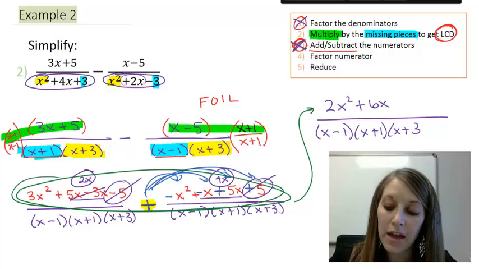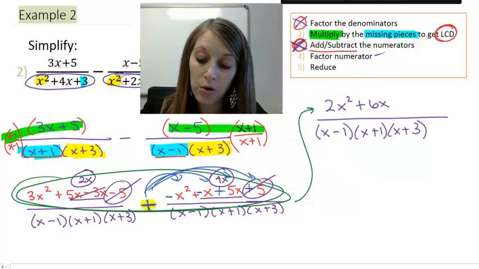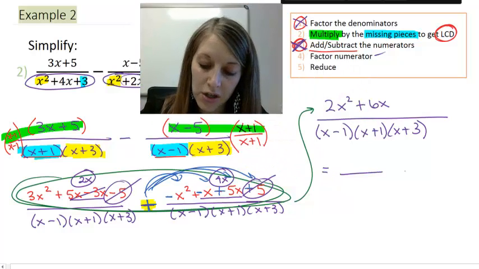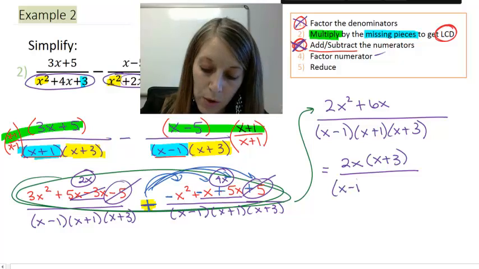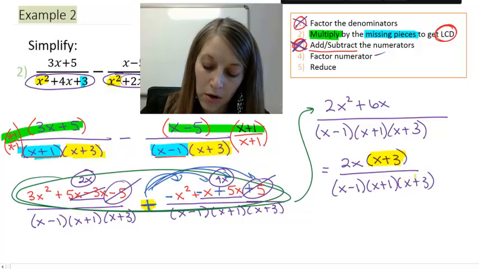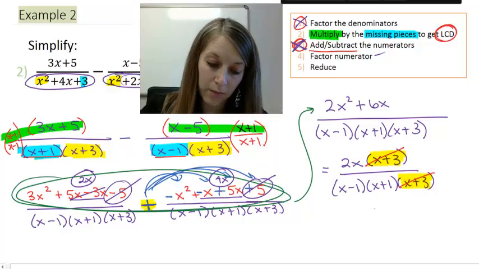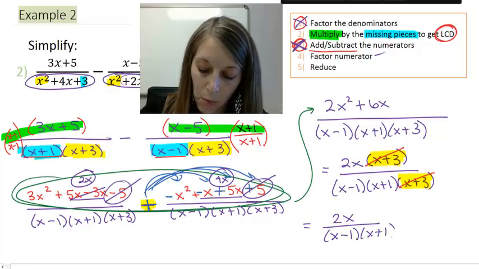Now I want to see if I can reduce this fraction, and I do that by factoring my numerator. If I look at my numerator, I actually notice I have a common factor of 2x. If I take that out, that leaves me with x plus 3. And notice what happens when you put that over your least common denominator. You get identical factors in the numerator and in the denominator. So those factors end up canceling out. And we have our final answer of 2x over x minus 1 and x plus 1.